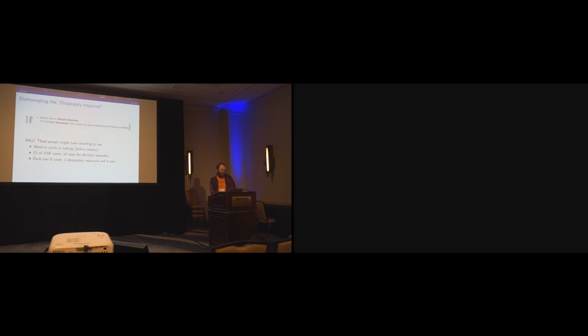So a sharp-eyed viewer might have noticed this line in the sensitivity-based explanation from earlier. It illustrates that this person has been disparately impacted because the decision changes if we change only their race. We were interested in studying the disparate impact factor because it is important that these cases are caught before release. Notably, they're pretty rare in our data set, so we oversampled these individuals. We showed each participant 6 cases, 2 disparately impacted and 4 non, in a random order.